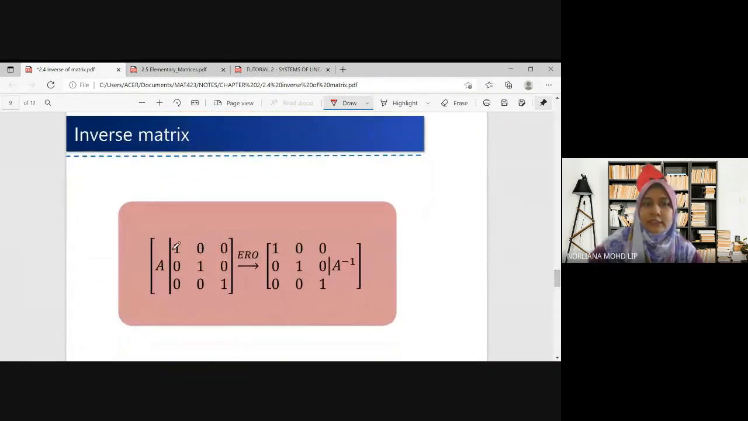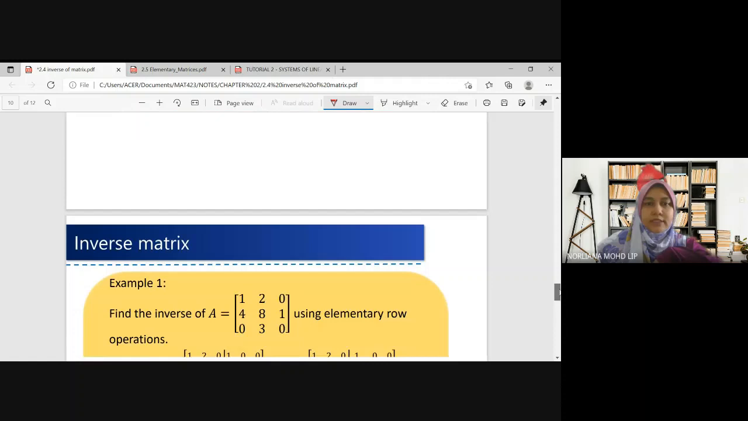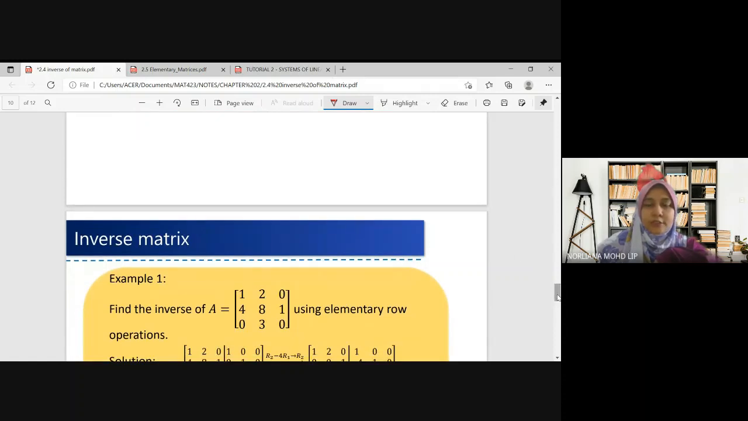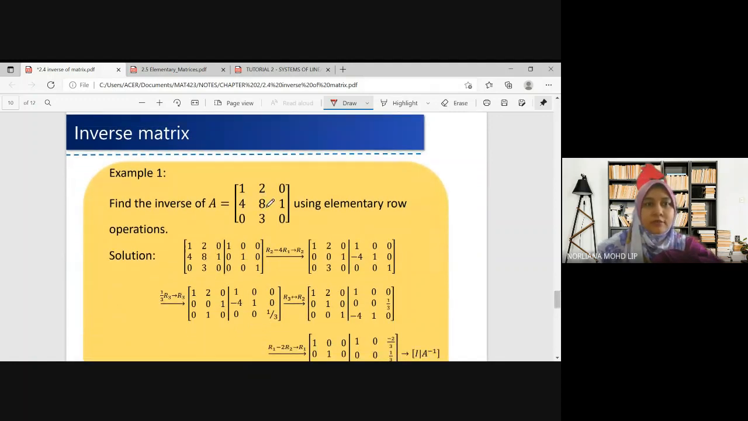This is the earlier example. We write A on the left hand side and the identity matrix on the right, and then we perform the elementary operations until we get the identity matrix on the left hand side, and the right hand side is equal to the inverse of A. Usually we use this method for matrices of size 3x3 and above. This is an example of the inverse of a 3x3 matrix.